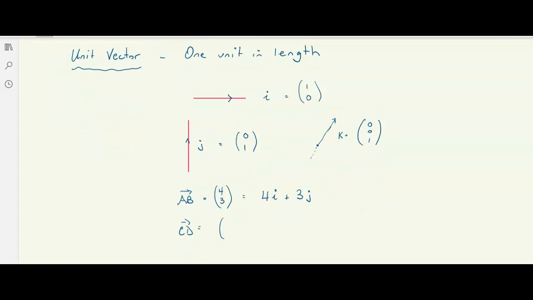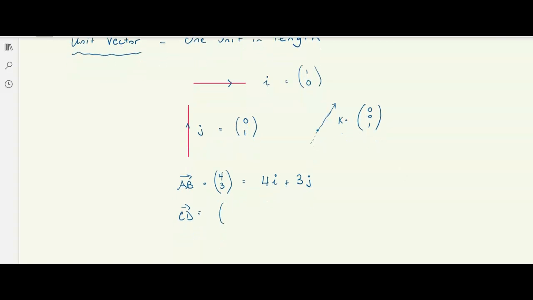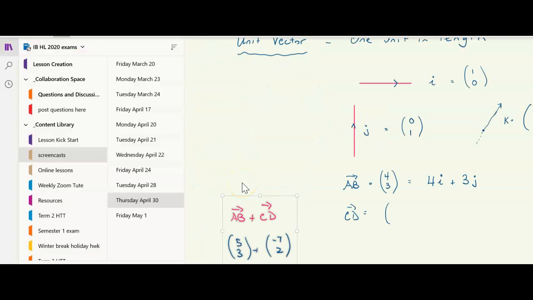If we were talking about CD, the vector CD, which went, I think 5, what did CD do? It was in the previous screencast. Well, in actual fact, to stay consistent, I better change AB to 5, 3. So that's 5i plus 3j. And CD was in fact negative 7, 2, which we would write as negative 7i plus 2j. I'll get rid of this reference now. Good. Okay, we'll look at an example.